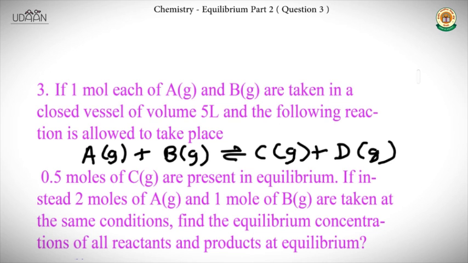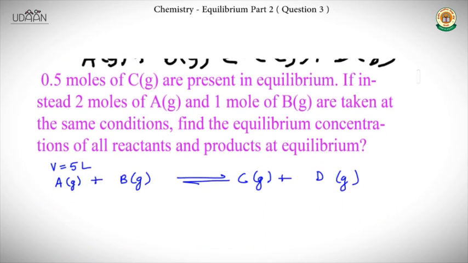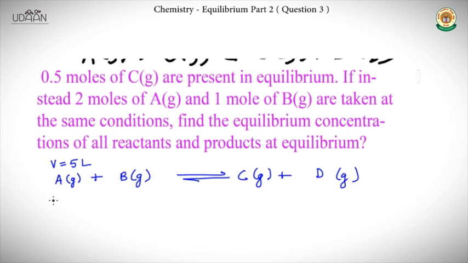Alright, so how are we going to approach this question? The following reaction is taking place: A plus B is in equilibrium with C plus D. In case 1, we take 1 mole each of A and B, and initially obviously 0 moles of C and D are present. So that's at time t equals 0.